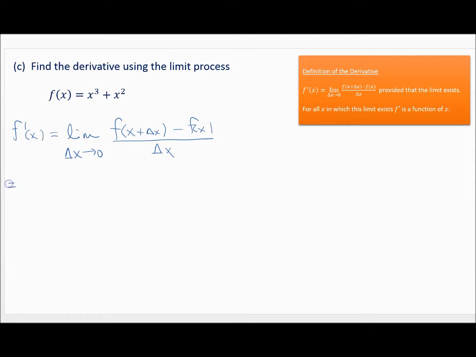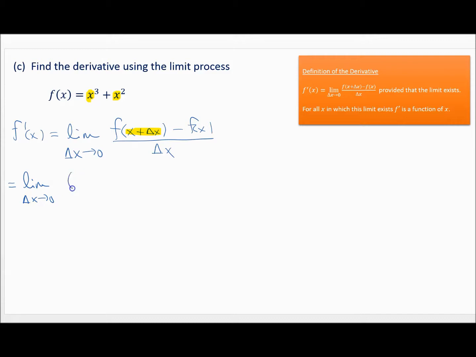Alright, so I'll come over here. I'm going to need a little bit of room for this. We have the limit as delta x approaches 0. Now remember what f of x plus delta x is. That means to substitute x plus delta x everywhere there's an x in your function. So I have to plug in x plus delta x in both of those positions. If you remember from a pre-calculus course, this is called the difference quotient. And this is exactly why we practice that in pre-calculus.